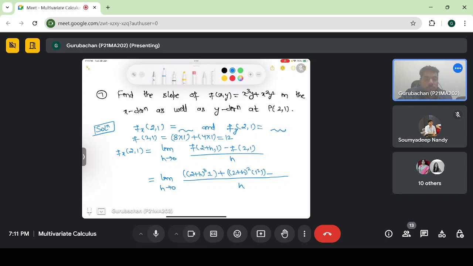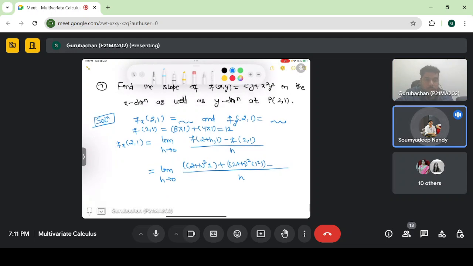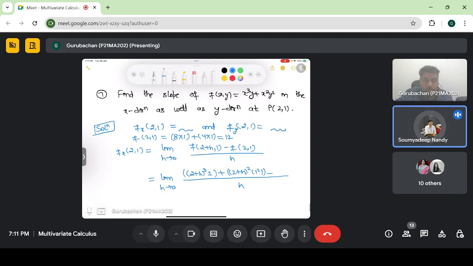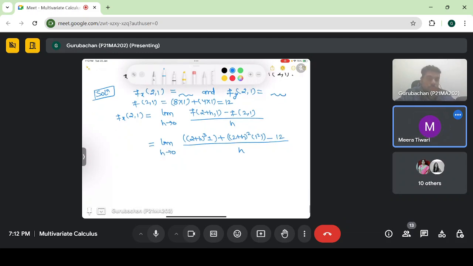Anybody? Samadhi? I have done this problem in a bit different method. I have simply done the partial derivative of the function with respect to x and y and put the value. Okay, I will do with that also. Let me do first in this way. Sir, it will be 12. Okay. Your voice is a little breaking, Samadhi.